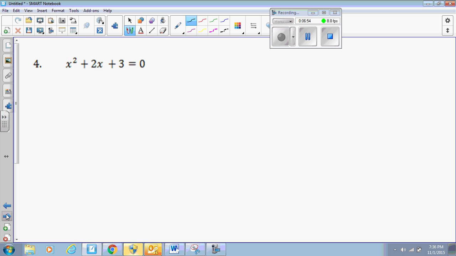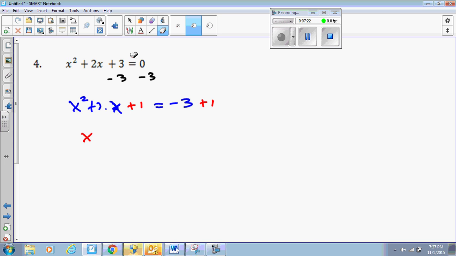This one, I have to get rid of this 3 to start with, so I'm going to subtract 3 from both sides. And that gives me x squared plus 2x equals negative 3. At this point, I want to take half of 2, which is 1, and 1 squared is 1, so I put plus 1, and here plus 1 as well. I can factor the left side, and remember, I picked this number here so that it would factor very quickly. X plus 1 squared equals negative 2.